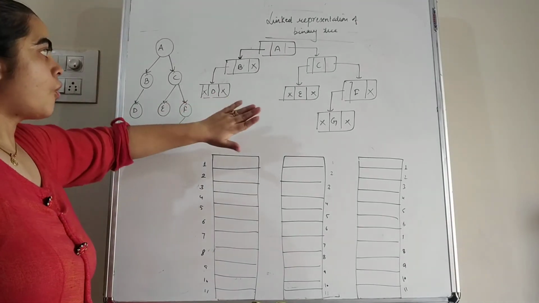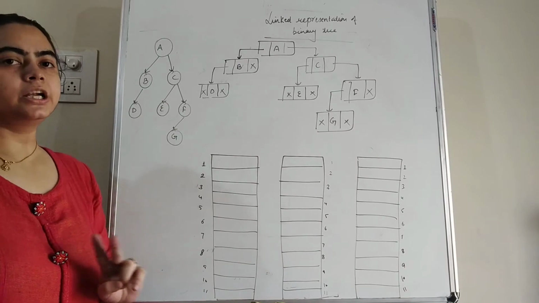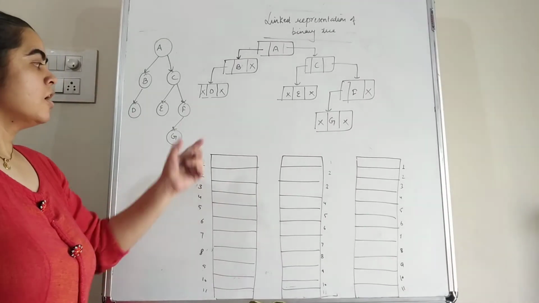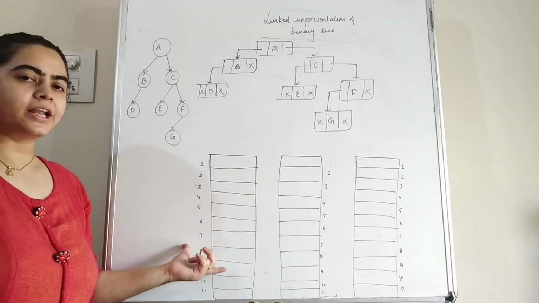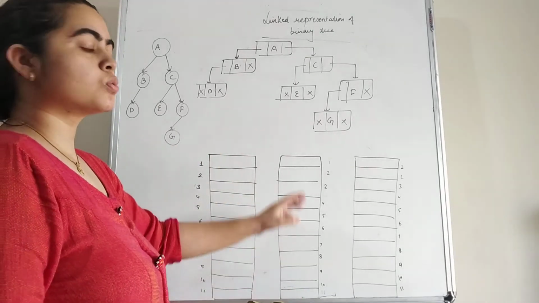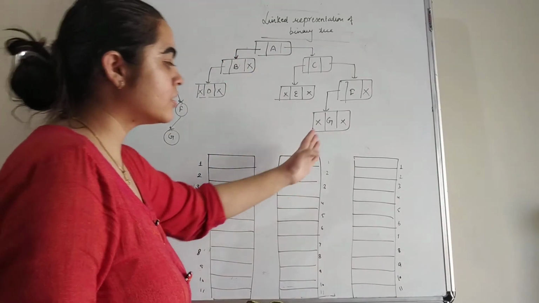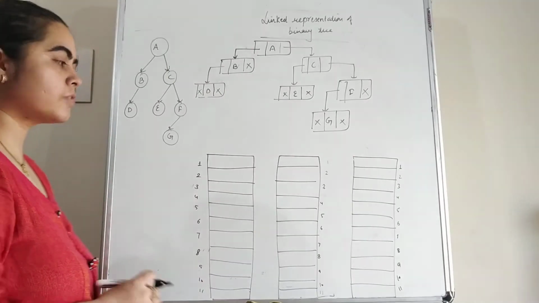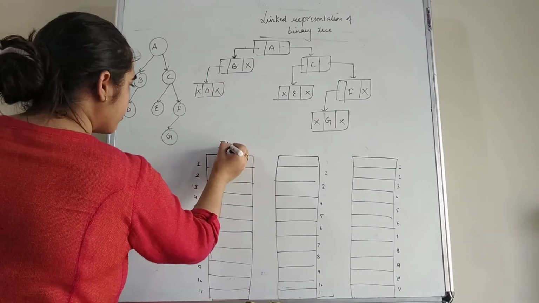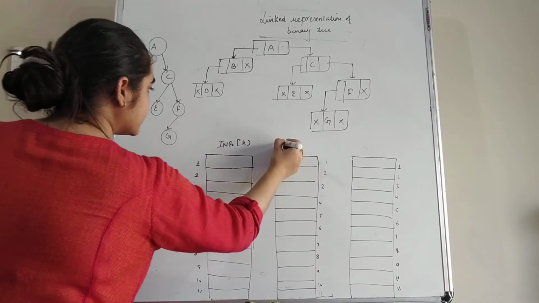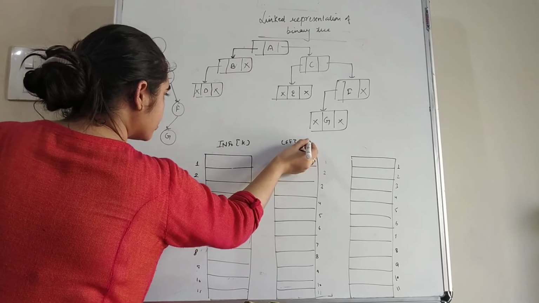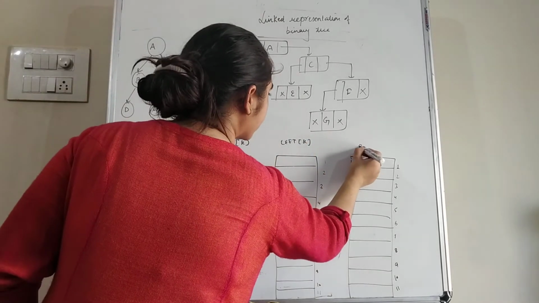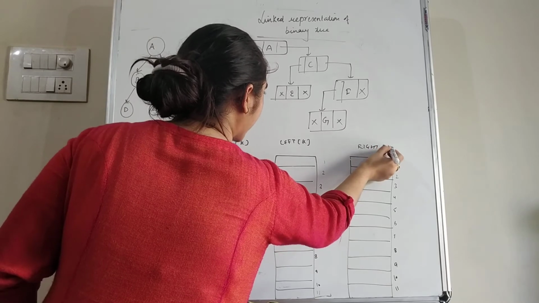Now, this is a linked list representation, meaning all the nodes are connected with each other using pointers. In order to store this we need three arrays. One is used to store the data element, the second is used to store the address of the left side, and the third is used to store the address of the right side. This is the information part, this is the left part which stores the left pointers, and this is the right part which stores the right pointers.